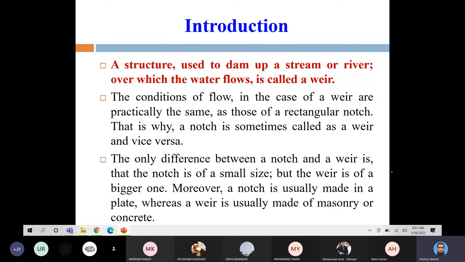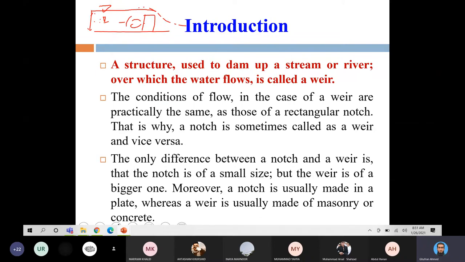For example, if we have a canal, and initially the water level is somewhere here. When we construct a weir here, then obviously there would be a recirculation region here, and the water level will increase and it will start overflowing. So now we have an increased water depth.